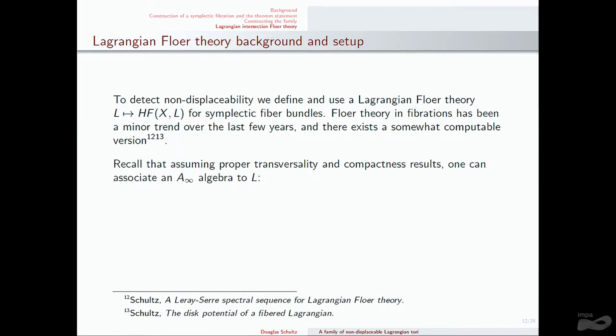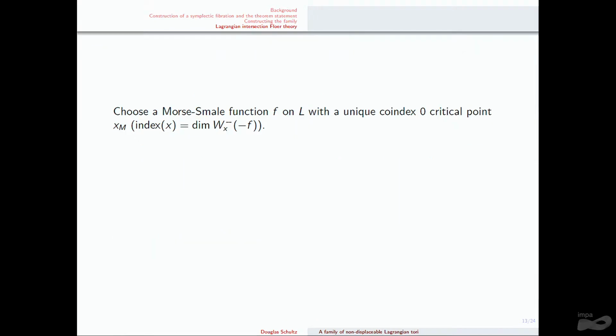Okay, so we're going to recall some stuff. Assuming proper transversality and compactness results, you can associate an A infinity algebra to a Lagrangian. So let's consider the universal Novikov ring with coefficients in Z2. So you have exponents here, which limit to infinity and can be 0.